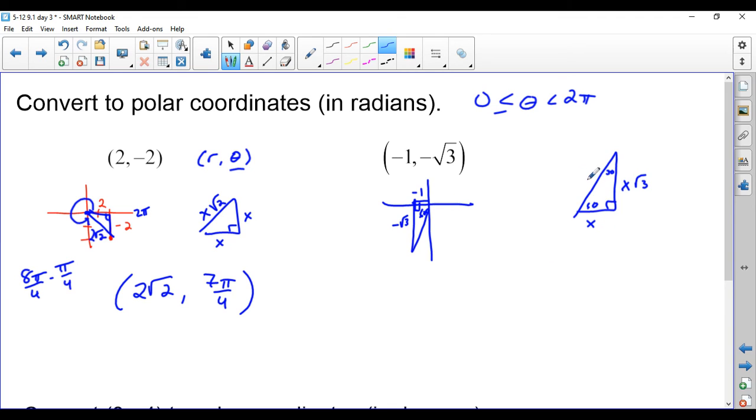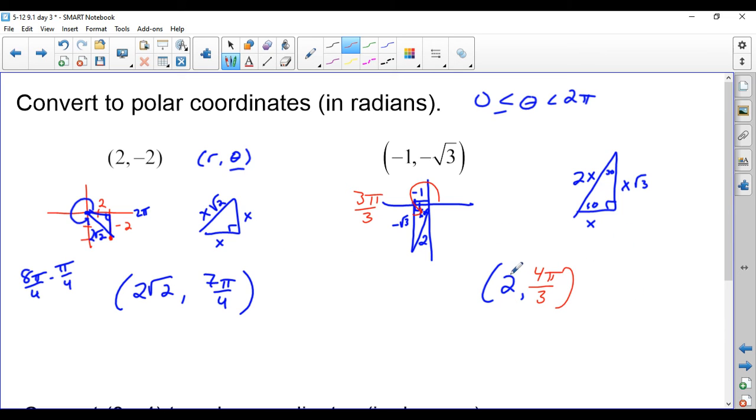The shorter leg is x, the hypotenuse is 2x. So here, if the shorter leg is 1, the hypotenuse has to be 2. And our radius is always positive when we name these. So my radius is positive 2, and then I need to name that angle going around in the positive direction between 0 and 2 pi. This is pi, which is 3 pi over 3, and I've gone 1 pi over 3 past that, which is 4 pi over 3.